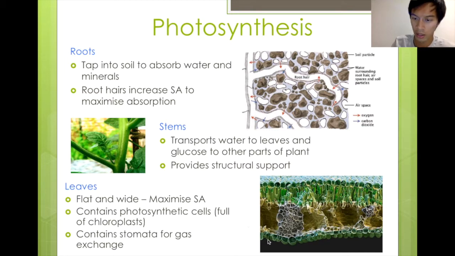Okay, here is a scanning electron image of the cross section of a leaf, and you can see the actual structures of each of the cells and things like that in quite good detail. Okay.